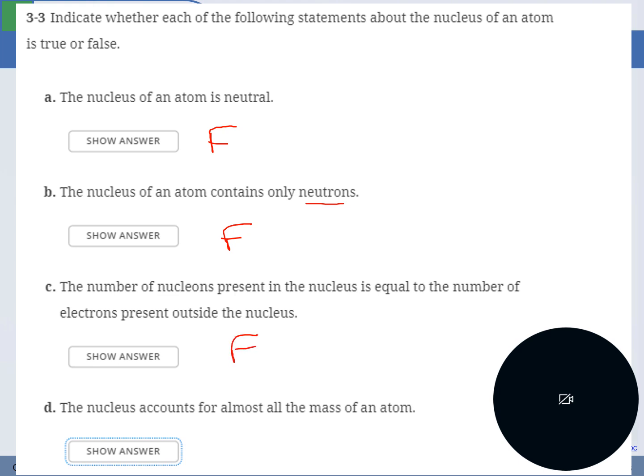And our last one, the nucleus accounts for almost all the mass. That is true. Electrons weigh almost nothing compared to the protons and the neutrons.